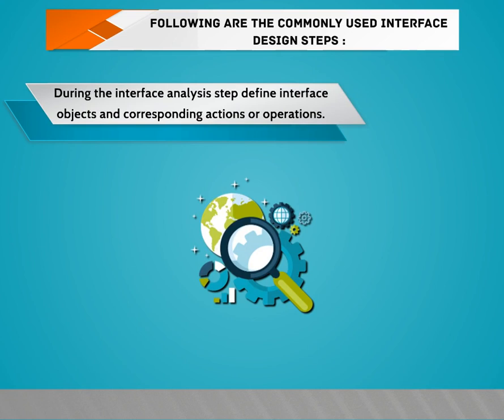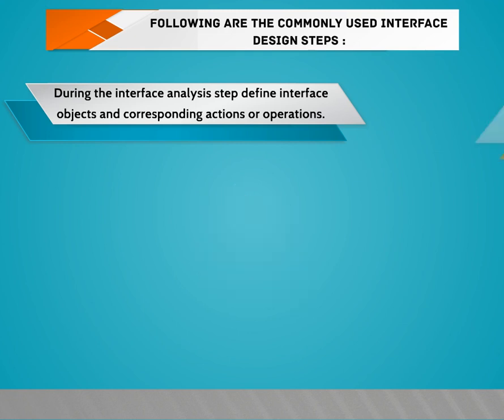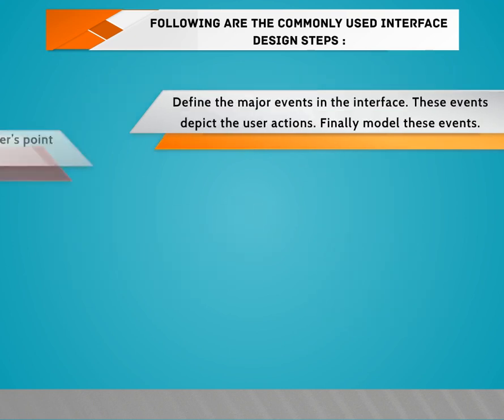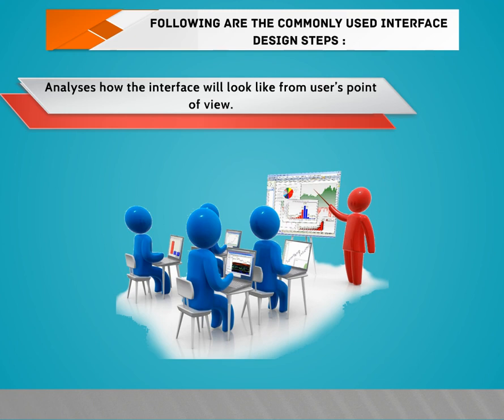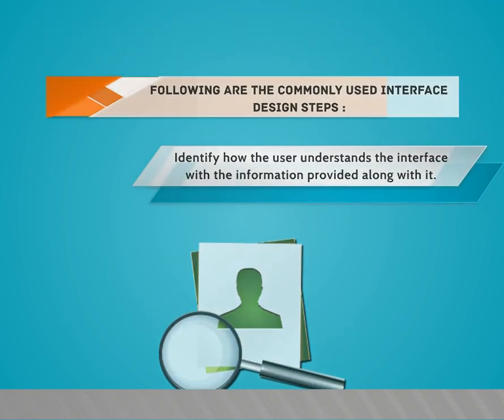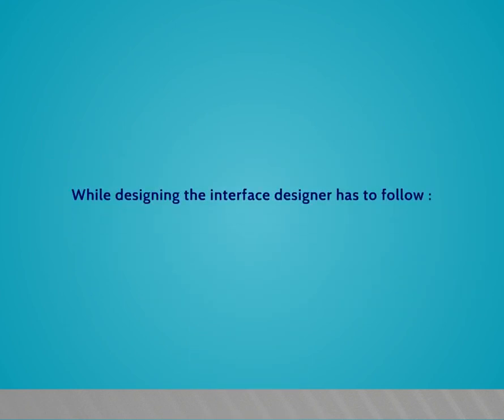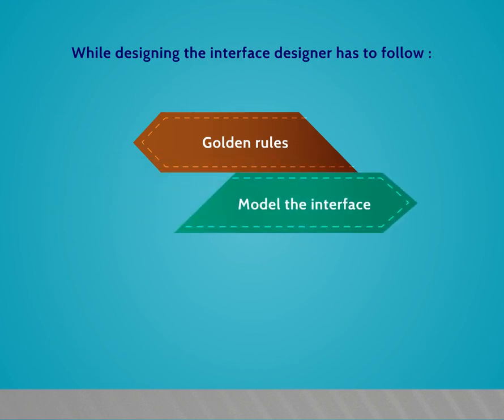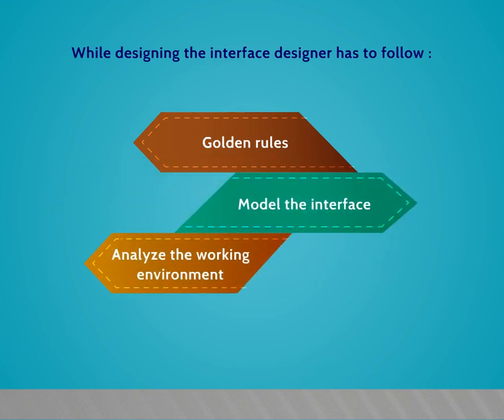During the interface analysis step, define interface objects and corresponding actions or operations. Define the major events in the interface. These events depict the user actions. Finally, model these events. Analyze how the interface will look from the user's point of view. Identify how the user understands the interface with the information provided along with it. While designing the interface, the designer has to follow golden rules, model the interface, and analyze the working environment.